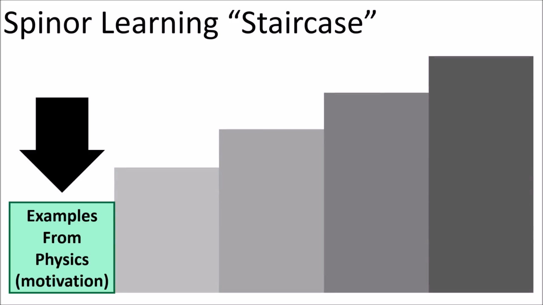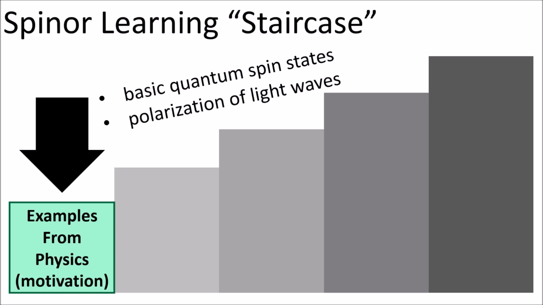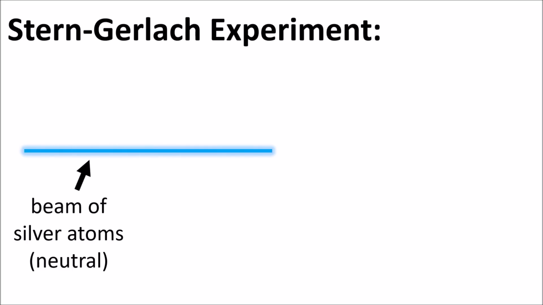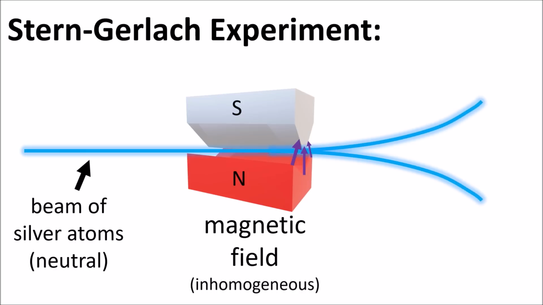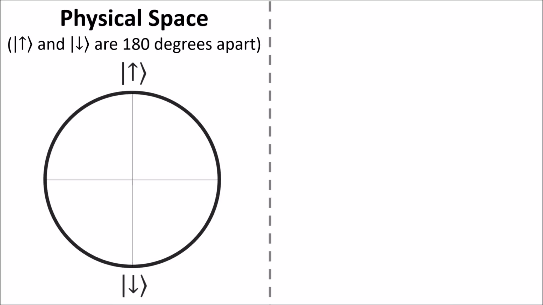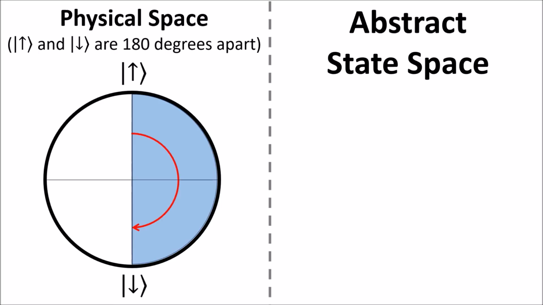So a good place to start learning spinors are examples from physics, such as basic quantum spin states and the polarization of light waves. In introductory quantum mechanics, we learn that putting electrically neutral silver atoms through a magnetic field forces them to choose between one of 2 states, either spin up or spin down. In physical space, up and down point in opposite directions, 180 degrees apart. But the quantum spin up and spin down states of a particle don't live in physical space. Instead, they live in an abstract state space.